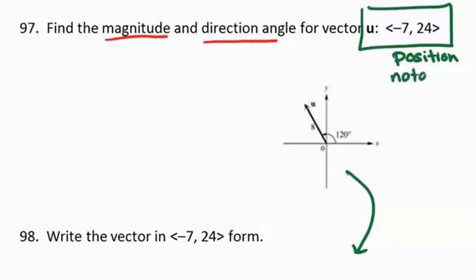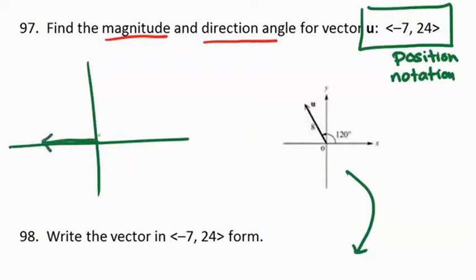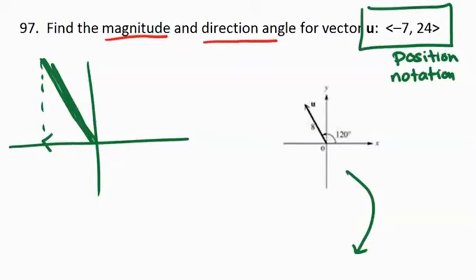Position notation means that the angle begins at the origin. So we want to travel -7 units in the I direction and then 24 units in the J direction. And there is our vector. Let me make these both dotted. So we're traveling -7, then we're traveling +24, and there's our resultant vector. And the magnitude of that vector, so we're asked to call that vector u. The magnitude of u we write with absolute value signs.